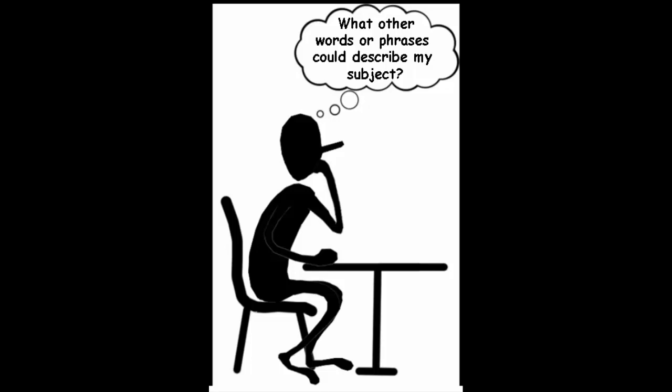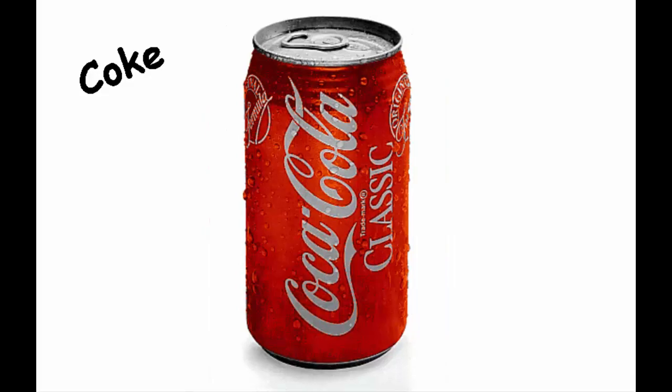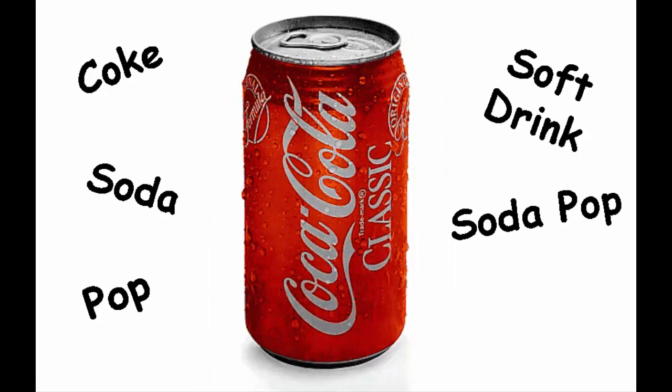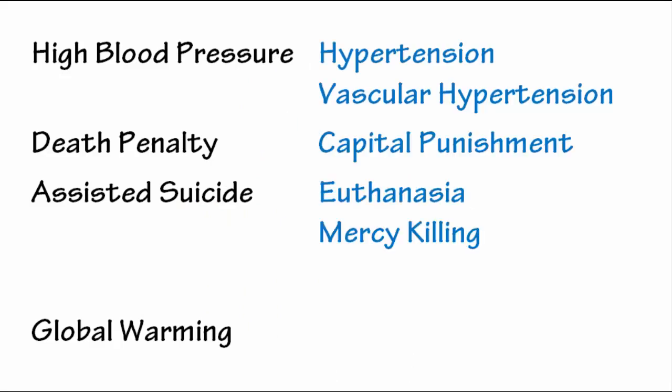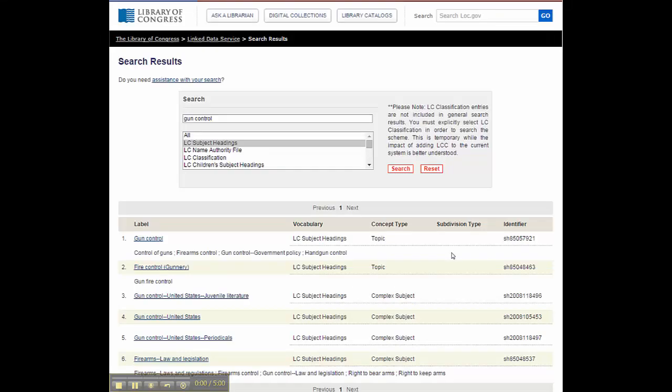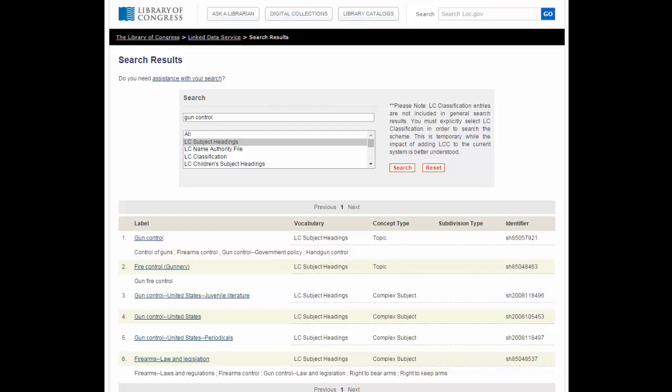Think about how many words can describe the same thing. There are a number of words to describe this object. What are they? What other words describe these terms? If you were researching one of these subjects, you could get more information by searching for these related terms. The Library of Congress Subject Headings Online Search is a good tool for finding related terms and synonyms.